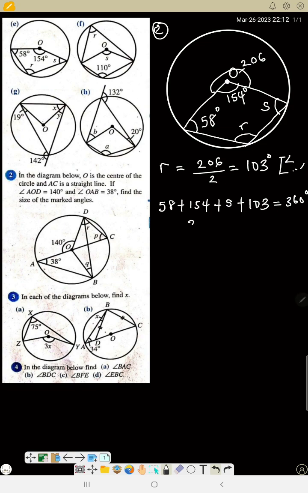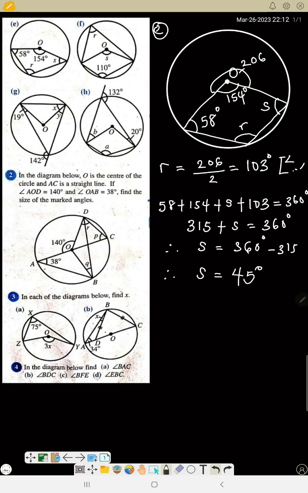So you should get 315 plus S is equals to 360 degree. So S is equals to 360 minus 315. So that will be 45 degree. So that means we've known R and S. So now the second question, F.